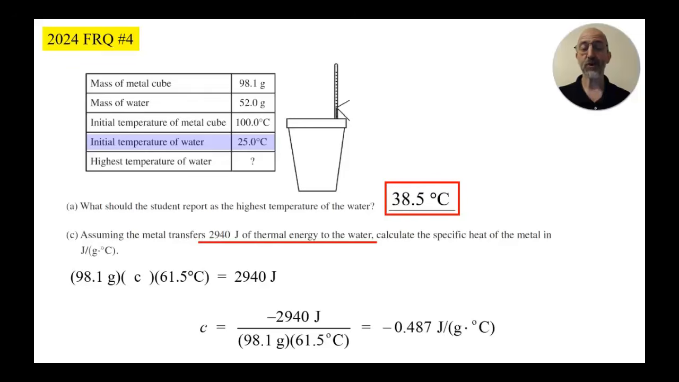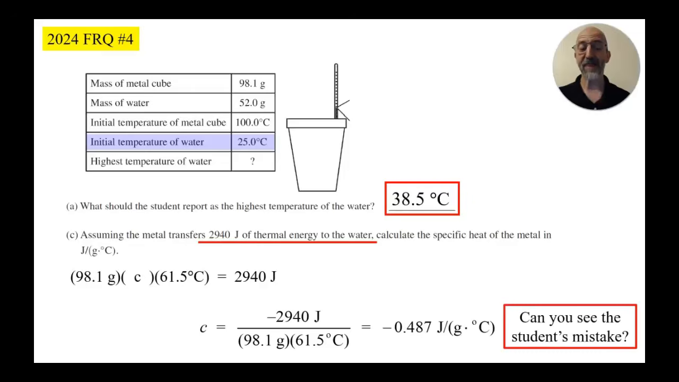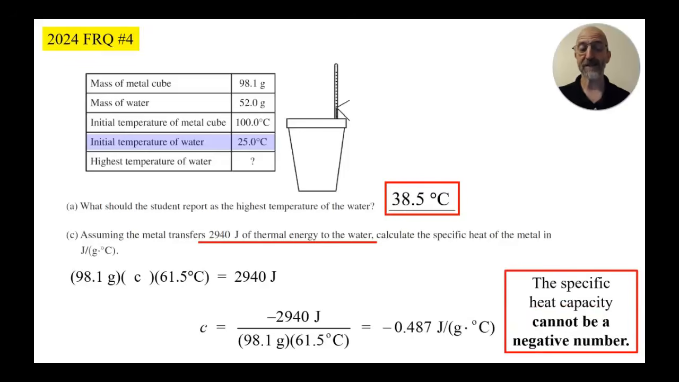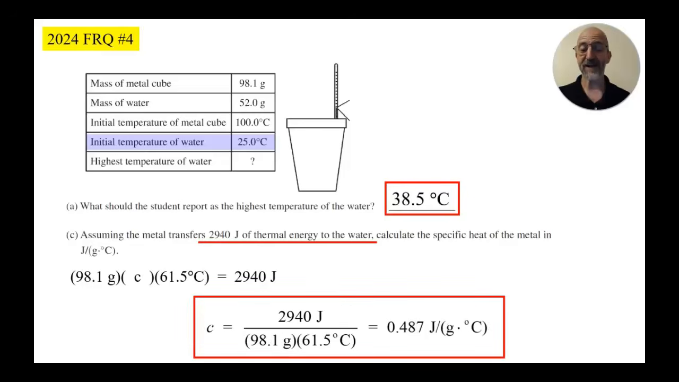Now, would I earn credit for my answer if I list my specific heat capacity of my metal as a negative number? And the answer is no. Unfortunately, I got that close, but because I put a negative sign on my specific heat capacity, that makes this incorrect. The specific heat capacity of a substance cannot be a negative number. So what is the correct answer to this question? 0.487 joules per gram degree Celsius, but don't put that negative sign in your answer for a specific heat capacity.